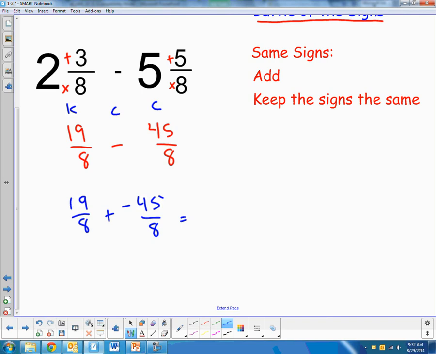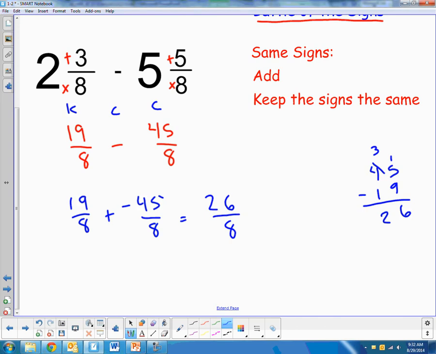45 minus 19, I'm going to do a little bit of scratch work over here just to make sure my mental math is correct. So I'm going to subtract. I'm going to find the difference. 5, I can't do 5 minus 9. I've got to borrow. So I've got 15 minus 9, and I'm going to get 6. 3 minus 1, I'm going to get 2. So I got 26 as my result. Eighths, keep that denominator the same. That's nice. Okay, now I have to reduce.